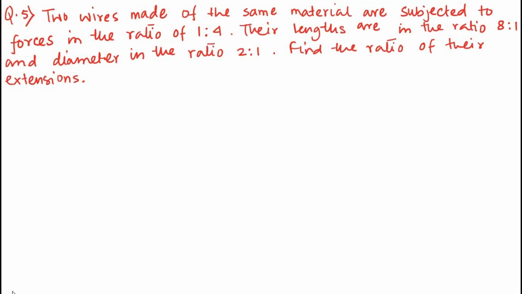Question number 5. Two wires made of the same material are subjected to forces in the ratio of 1:4. Their lengths are in the ratio 8:1 and diameter in the ratio 2:1. Find the ratio of their extension. Okay, so first the given data are the ratio of the forces. So let's say F1 is to F2 is 1:4. Then we have the length, so let's say L1 is to L2 is equal to 8:1, and diameter D1 is to D2 is 2:1.